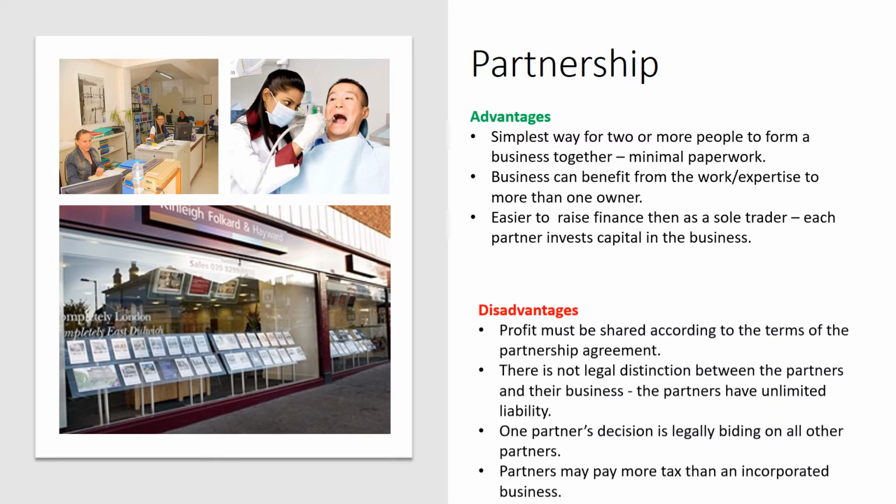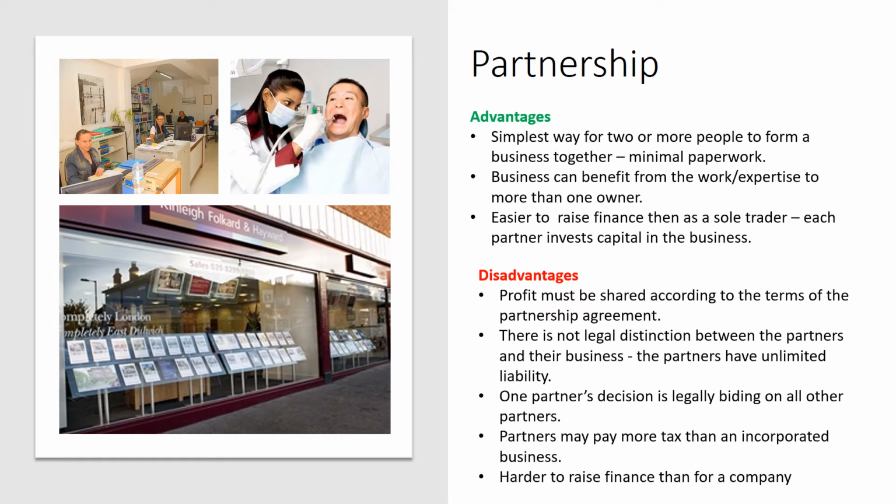In terms of disadvantages, the profit must be shared according to the terms of the agreement. Again, there is no legal distinction between the partners in the business. The partners have unlimited liability. One partner's decision is legally binding on all other partners. So if one partner does something and the business is sued or legal action is taken against the business as a result, then that will affect all the partners. Again, partners may pay more tax than incorporated businesses. And often it's harder to raise finance than for an incorporated business that we're going to look at in the next video.